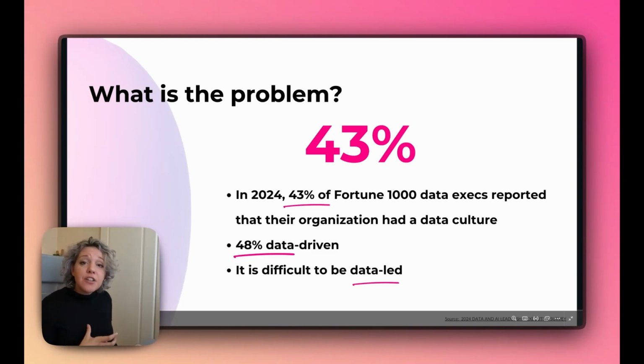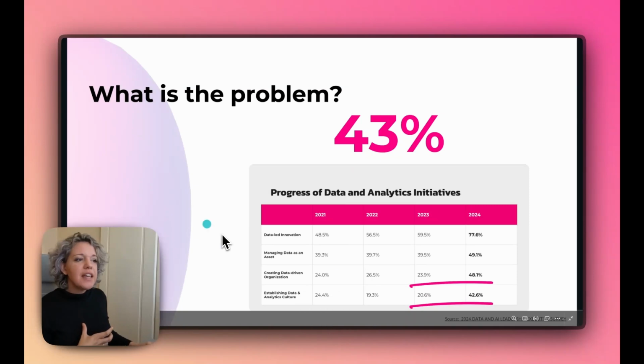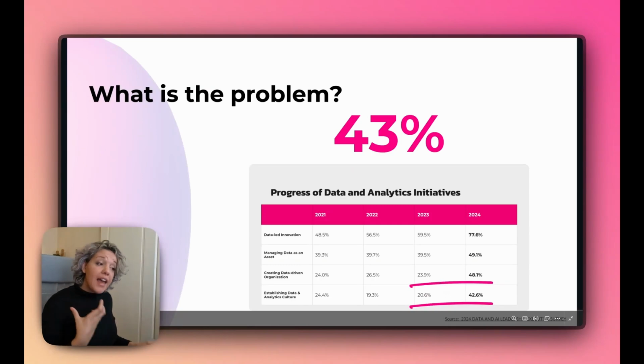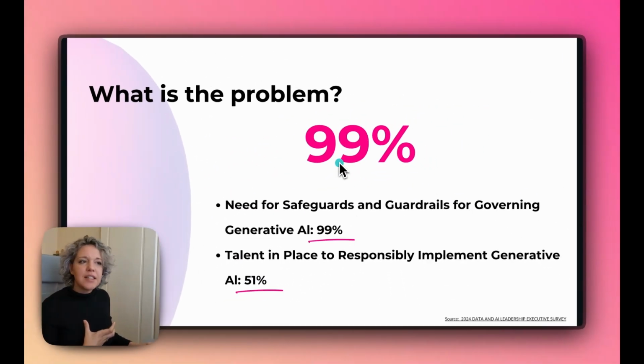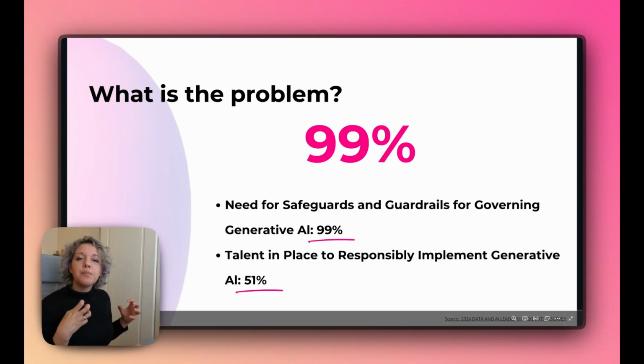It is difficult to be data-led, and we see a huge jump from 2023 to 2024, and this is largely driven by AI. 99% of those same data executives said that we need safeguards and guardrails for governing AI. And only 51% said that they have people in place to ensure that this is the case.